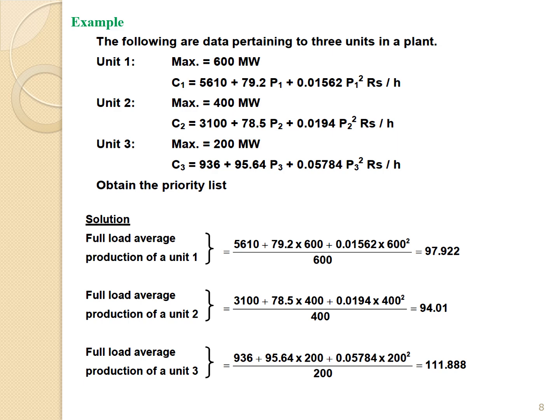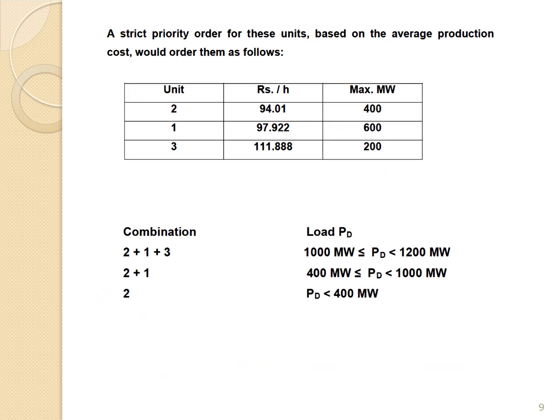In place of P1, we are writing 600 megawatts. So this gives us 97.922 for the unit number 1, which is known as mu, and this is also known as full load average production cost for the unit number 1. Similarly, we will be calculating for the other 2 units. Based on the full load average production cost calculated for each of the 3 units, now we'll be creating the priority list as discussed in the next slide.